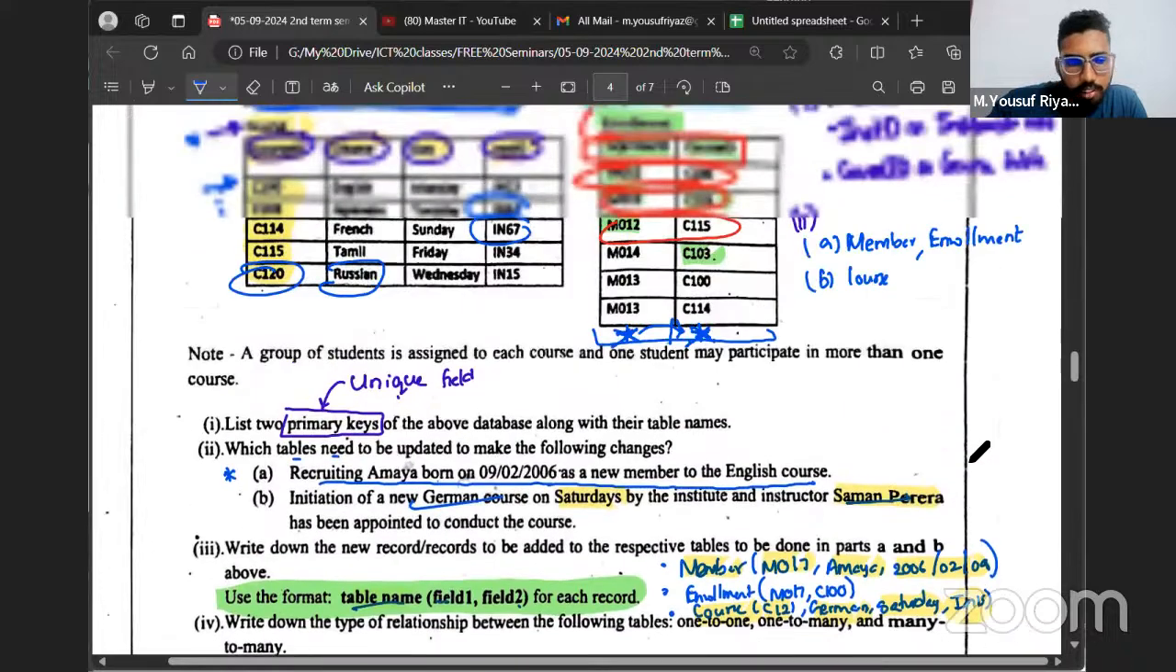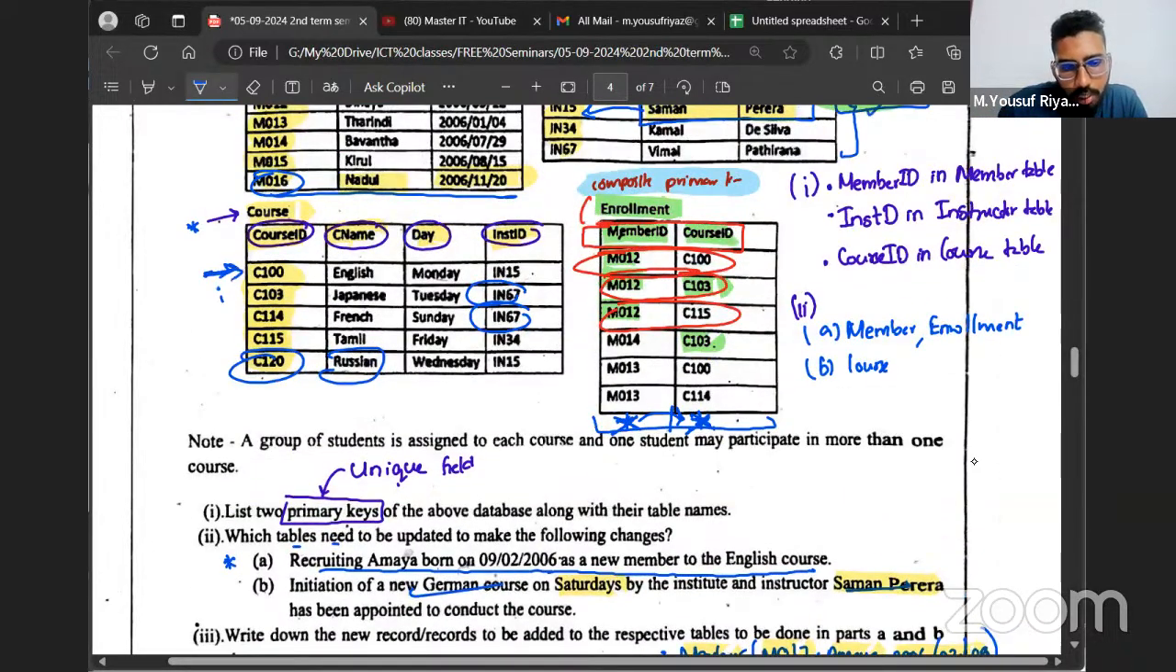The second part I didn't get. Okay, look at the English course and tell me, who is actually teaching the English course?